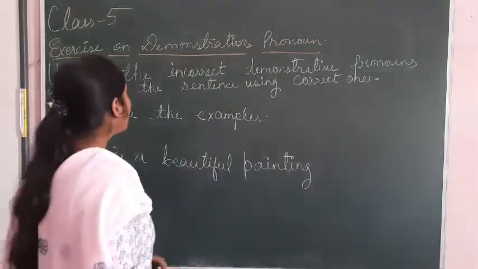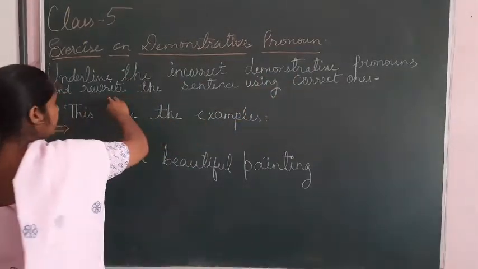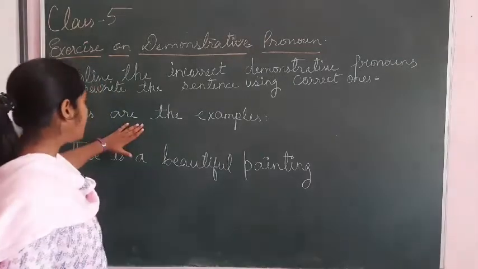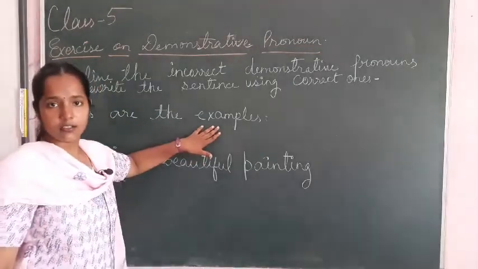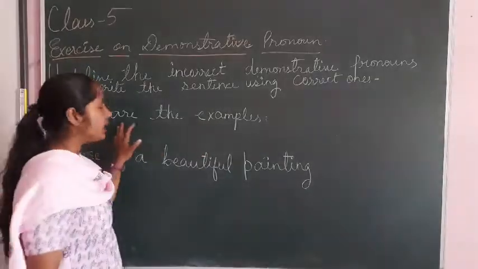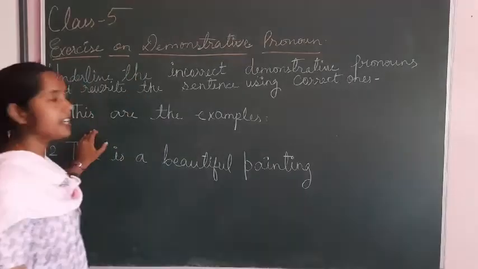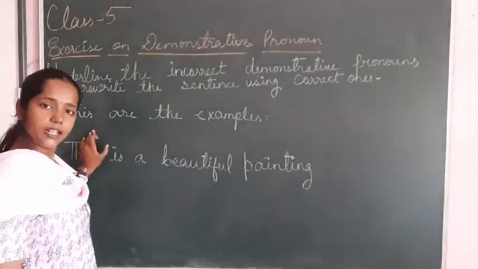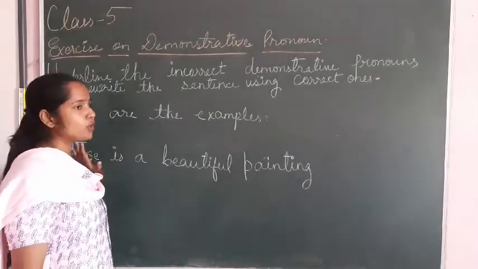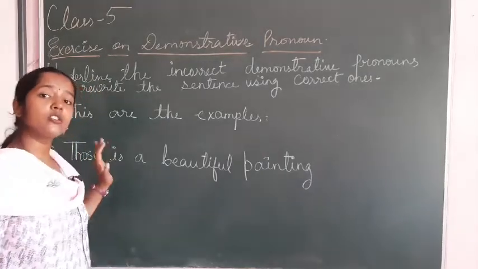Come to this. Now the question is: underline the incorrect demonstrative pronouns and rewrite the sentence using correct ones. In this question, the sentence is incorrect. You have to identify the mistake, rectify it, and then rewrite the sentence again. Firstly, when we are going to solve the question, we should know what the question wants to say and what it is all about.